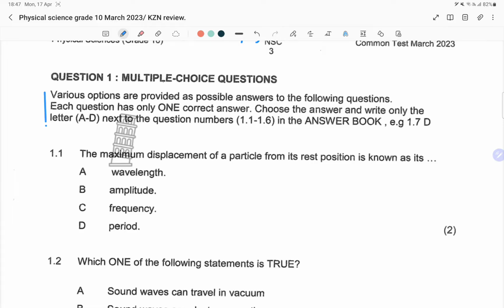Now 1.1 says the maximum displacement of a particle from its rest position is known as its, now we're talking waves. So let's say we have our rest position right here, and then we've got our wave. Let's pick another color. We've got our wave doing stuff like that, like a proper sine wave. And we know that the maximum displacement from rest position is what gives us an amplitude.